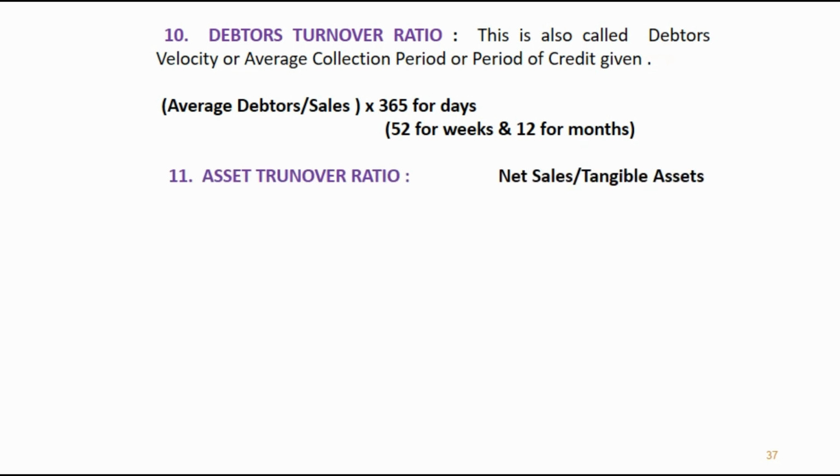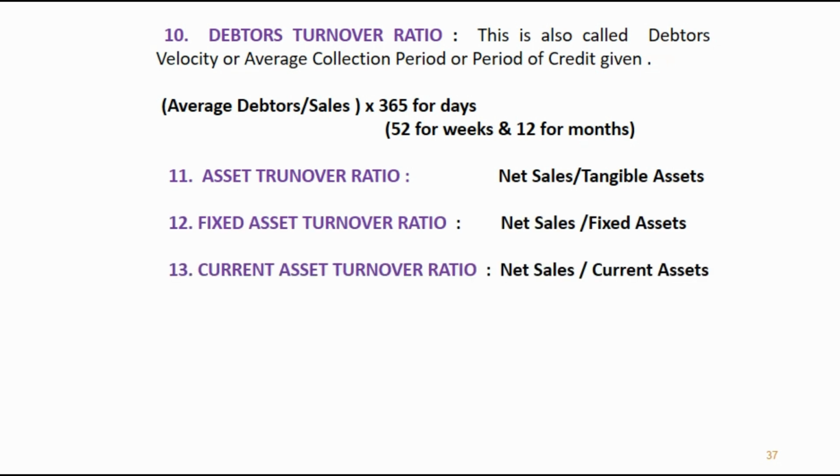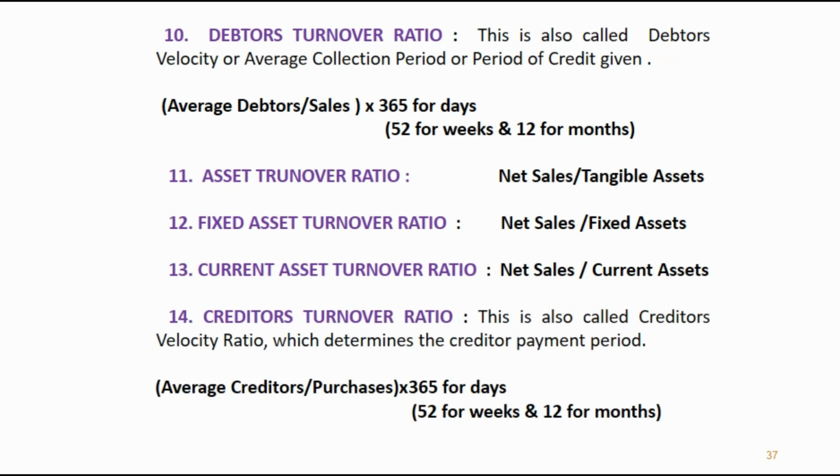Asset turnover ratio, net sales divided by tangible assets. Fixed assets turnover ratio, net sales divided by fixed assets. Current asset turnover ratio, net sales divided by current assets. Creditors turnover ratio, also called creditors velocity ratio. It determines the creditors' payment period. So average creditors divided by purchases into 365 days.